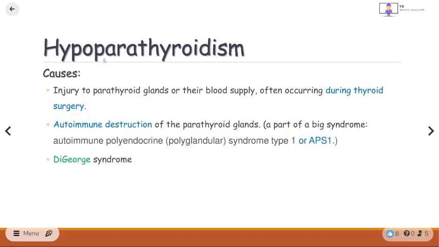So we just talked about thyroidectomy. We could just remove the thyroid gland along with the parathyroid glands, right? So after thyroid surgery, you could remove the parathyroid glands so they're not able to release parathyroid hormone, so you get hypoparathyroidism. Autoimmune destruction of the parathyroid gland is part of a big syndrome called autoimmune polyendocrine syndrome type 1, APS, right? It's basically autoimmune destruction of multiple glands. One of them is the parathyroid gland. Or you could have a developmental anomaly that completely didn't develop the parathyroid glands, like DiGeorge syndrome.